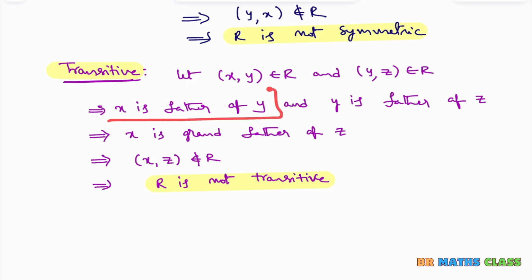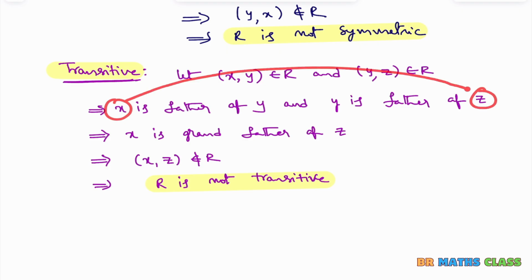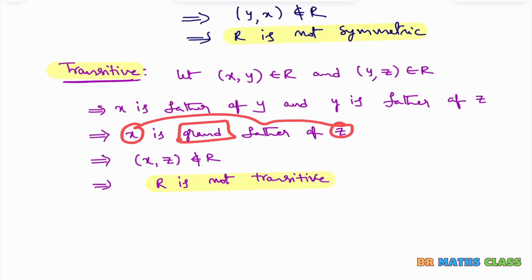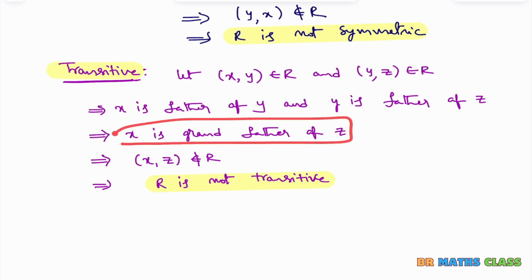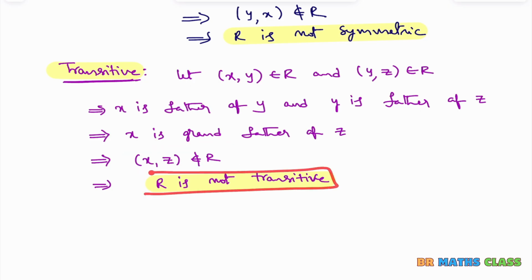If x is father of y, and y is father of z, then what is the relation between x and z? The relation is that x is a grandfather of z. You can easily understand these things, man. No need of any example for this. X is a grandfather of z. When x comma z is in the relation, x should be a father of z. There is so much difference between grandfather and father, right? If x is a father of z, then only x comma z belongs to R. Here x is not a father of z, x is a grandfather of z. That means the ordered pair x comma z doesn't belong to the relation. Therefore, this relation is not transitive.